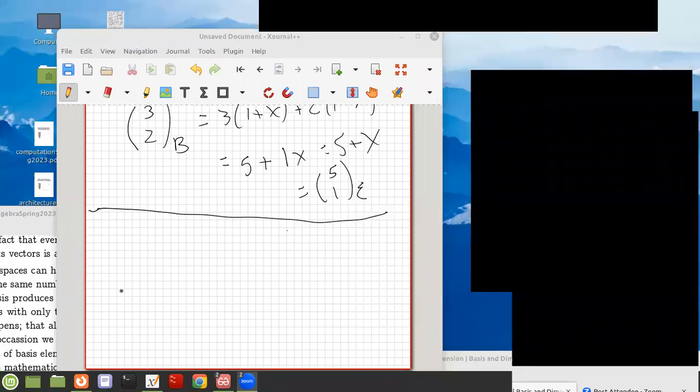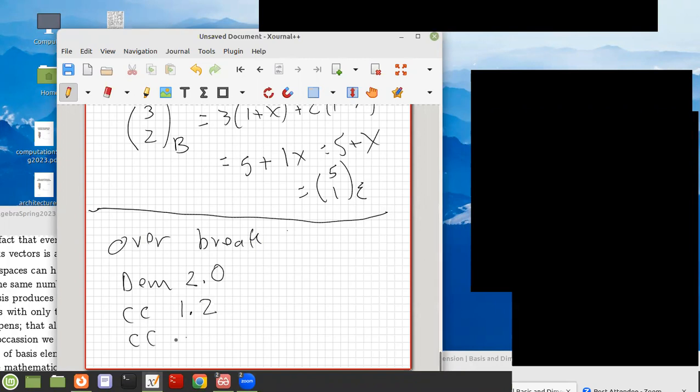Okay, so over break, there's going to be demonstration 2.0, concept check 1.2, and concept check 2.1. Wait, 0, 1, third version, second version, first version. Okay.